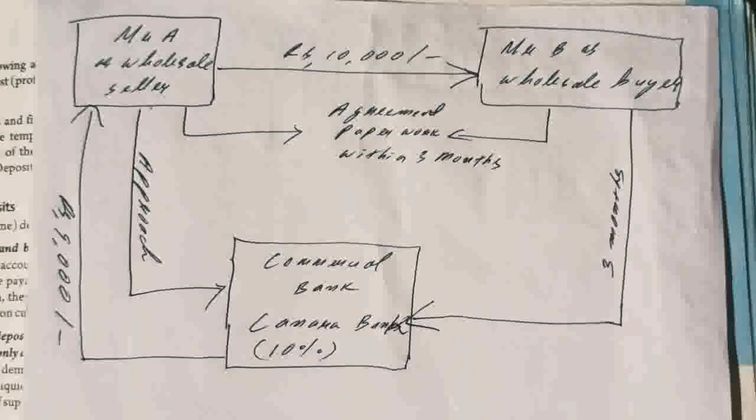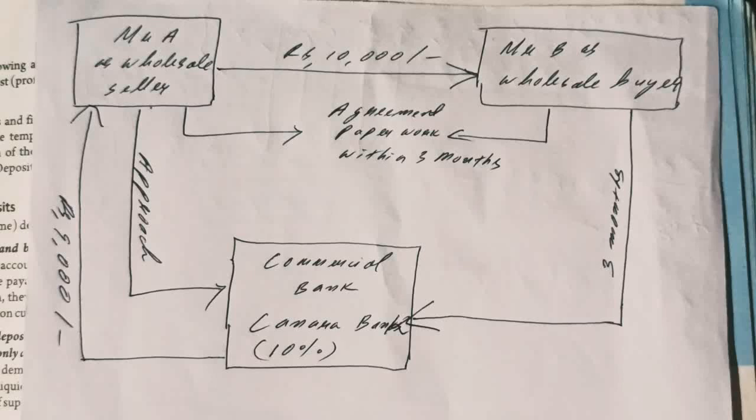You see, here there are two persons, Mr. A as a wholesale seller and Mr. B as a wholesale buyer. Now, Mr. A sells goods worth rupees 10,000 to Mr. B. But Mr. B is not in a position to pay rupees 10,000 to Mr. A on that particular day. So what they will do is both will sit together, make an agreement, and sign all the paperwork. And Mr. B will promise that he will pay back within 3 months.